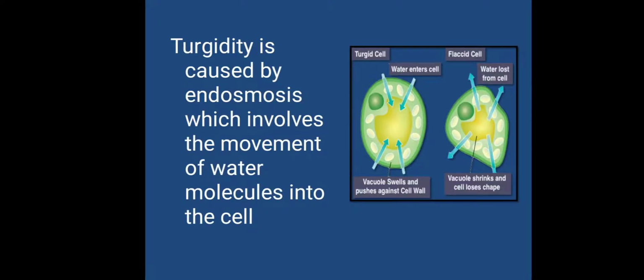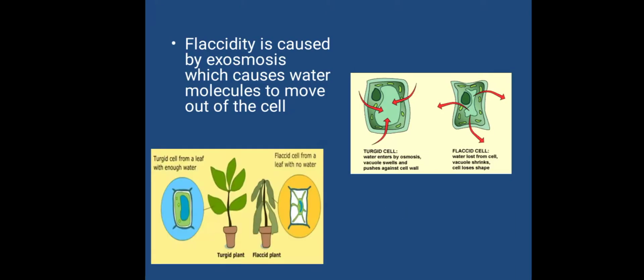We have learned about turgidity, that it is caused by endosmosis, which involves the movement of water molecules into the cell. Flaccidity is caused by exosmosis, which causes water molecules to move out of the cell.